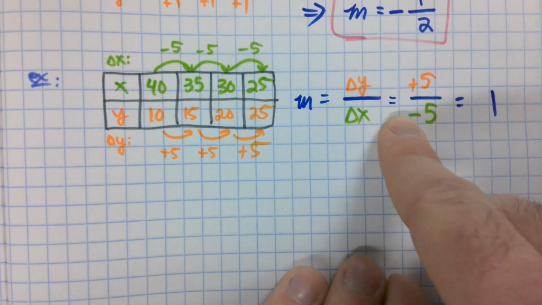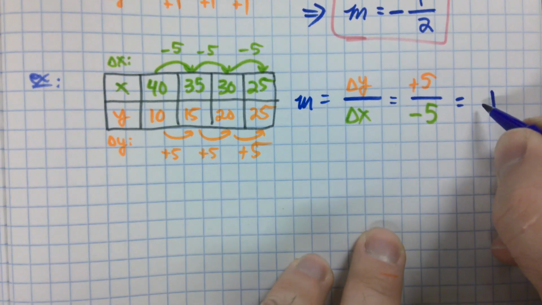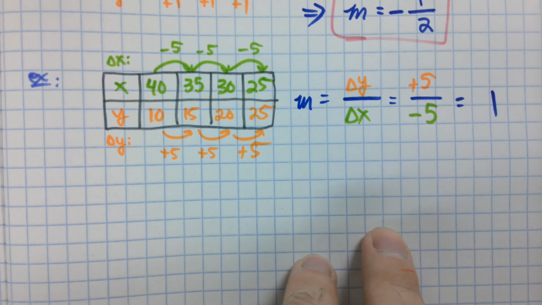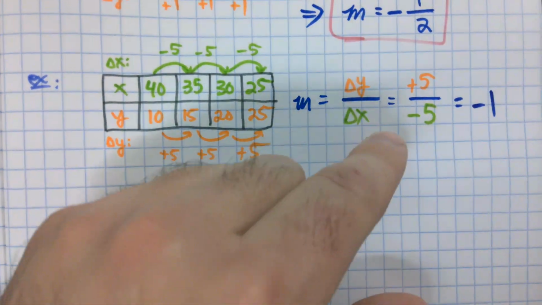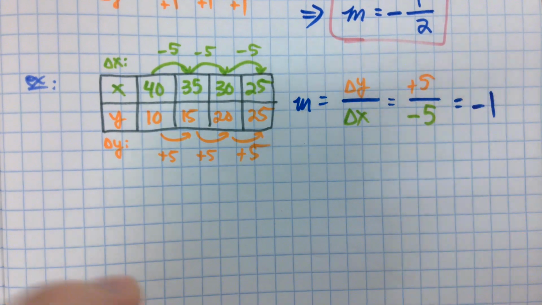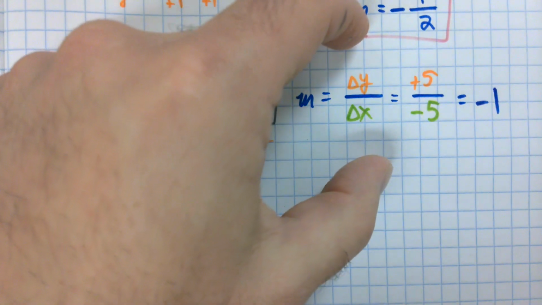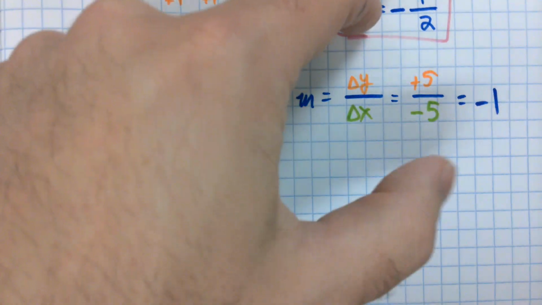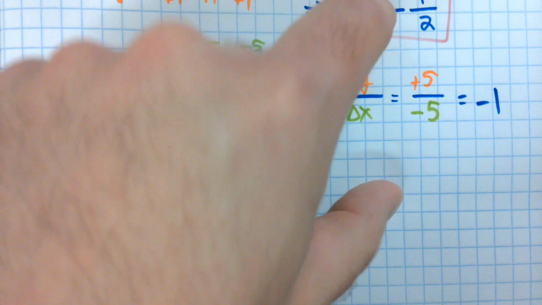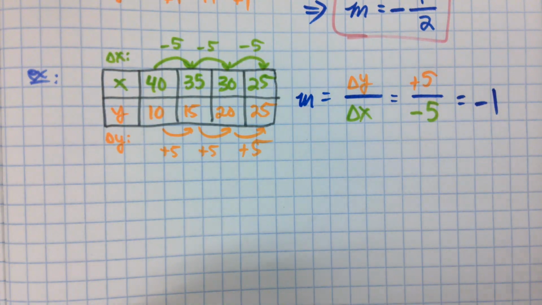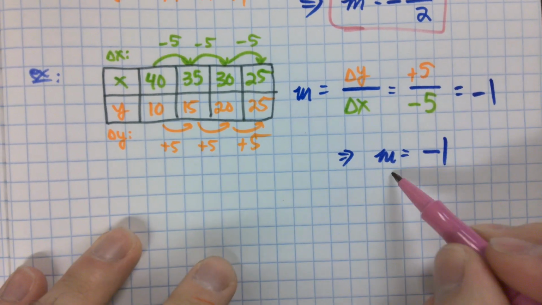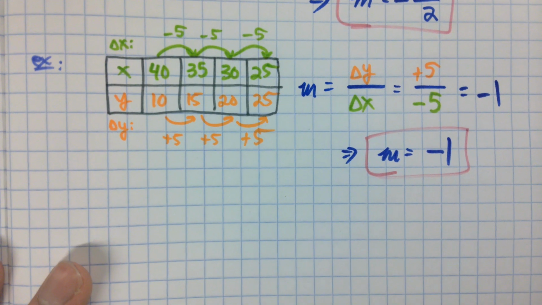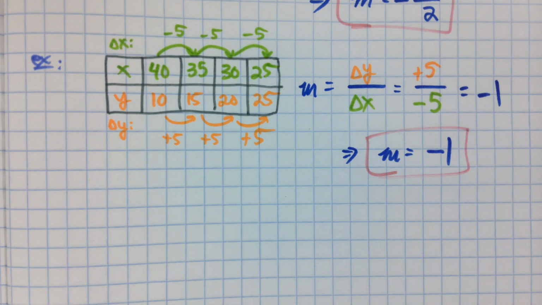And a positive divided by a negative gives us a negative. Remember, a positive and a negative make a negative. Different signs give you a negative. If this was a positive and a positive, or a negative and a negative, same signs give you a positive. Therefore, m is equal to negative 1. We've got another downhill sloping line if we were to graph it. Luckily for today, we won't have to be doing any graphing at all.